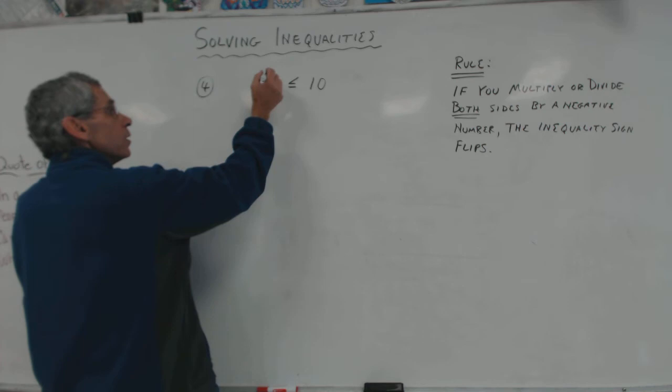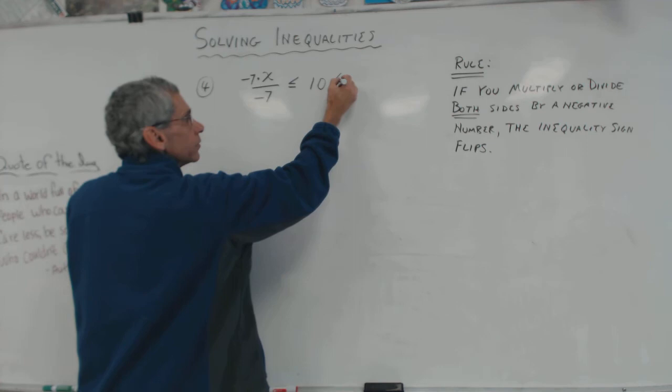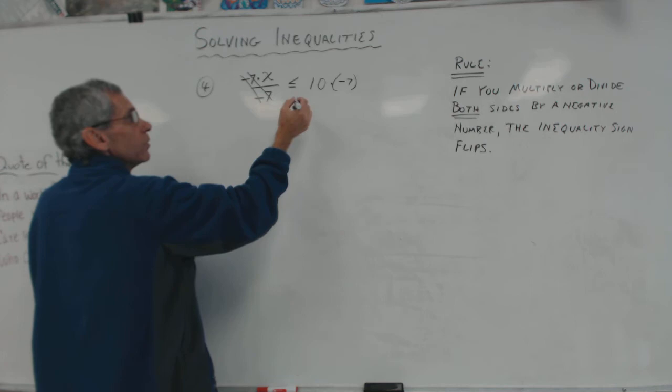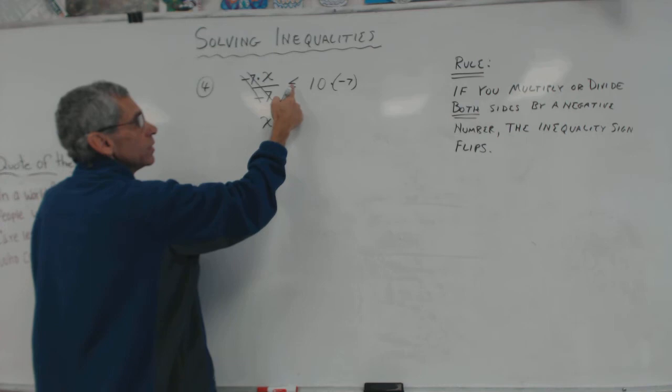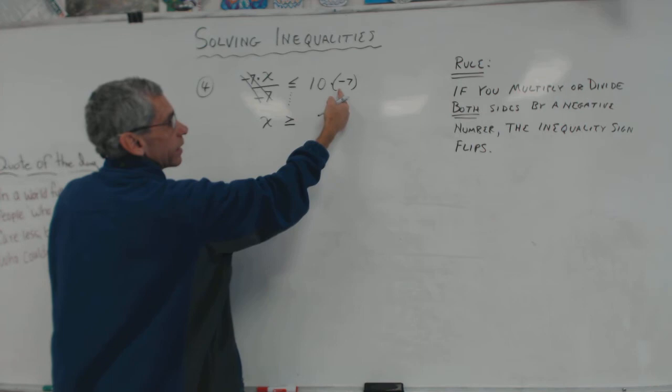All right, so I'm going to multiply both sides by negative 7. So the negatives cross out, the 7 crosses out. I have x. I multiplied by a negative, so this has to switch. It's pointing to the left, and now I'm going to point it to the right. And then 10 times negative 7 is negative 70.